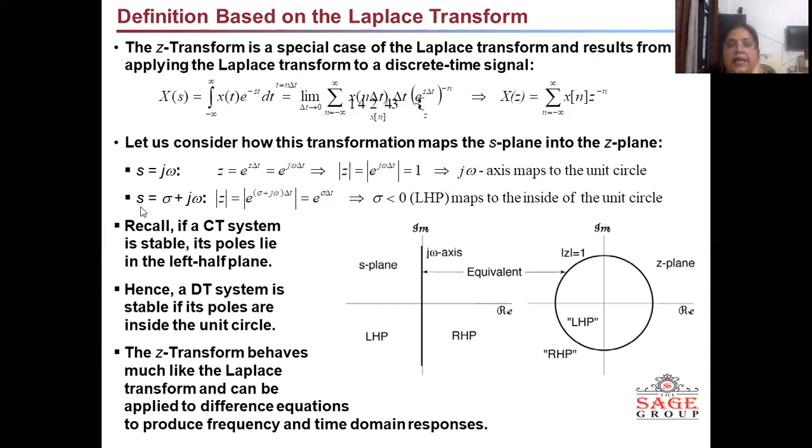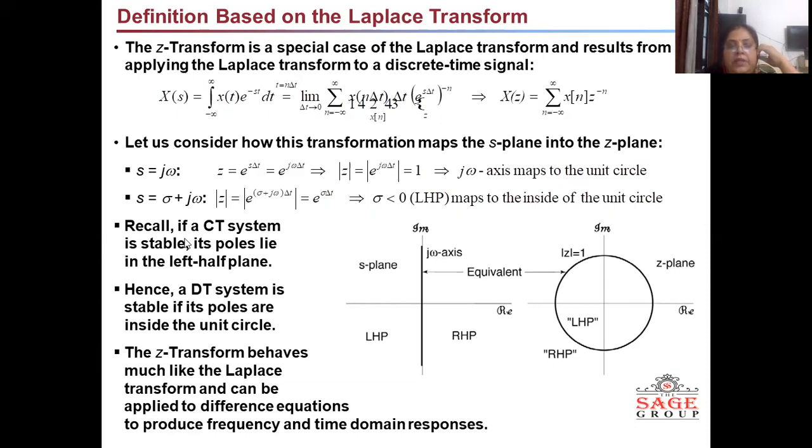Now as we know, in the Laplace transform S equals sigma plus j omega, where sigma represents the real part and omega the imaginary part. So by putting the value of S here, we are converting this Laplace transform into the Z transform.